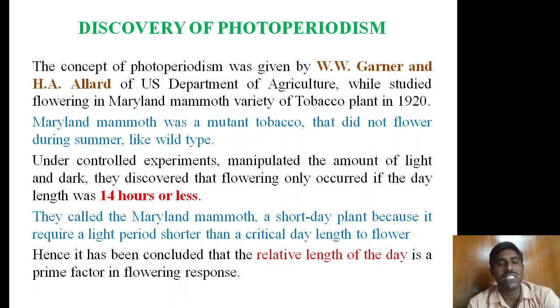That means when it perceives 14 hours or less of day period, then it starts flowering. They call the Maryland Mammoth a short day plant because it requires a light period shorter than a critical day length to flower. Okay, the Maryland Mammoth plant is considered a short day plant, a mutant variety of tobacco. Hence it has been concluded that the relative length of the day is a prime factor in the flowering response.